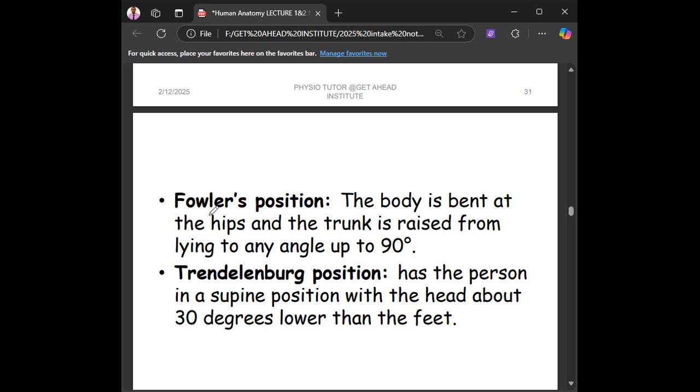Then we have what is known as Fowler's position. In this position, the body is bent at the hips and the trunk is raised from lying to any angle up to 90 degrees. Lastly but not least, we have the Trendelenburg position. This position has the person in a supine position, with the head about 90 degrees lower than the feet.